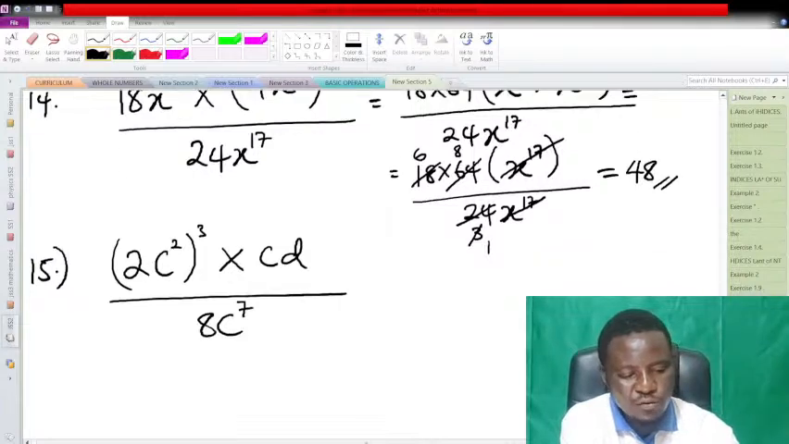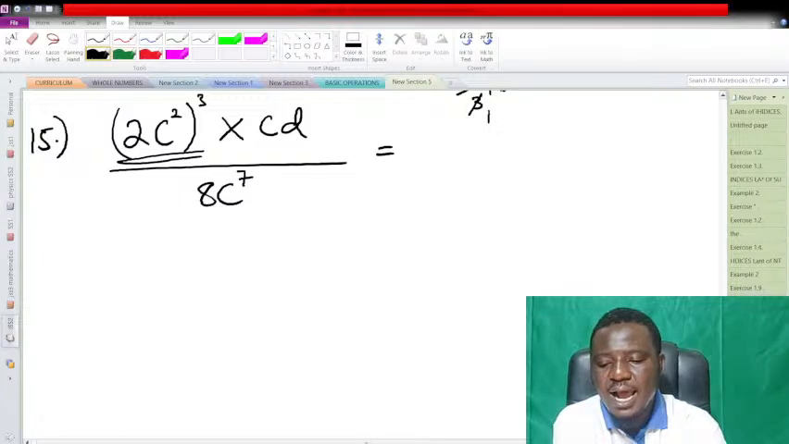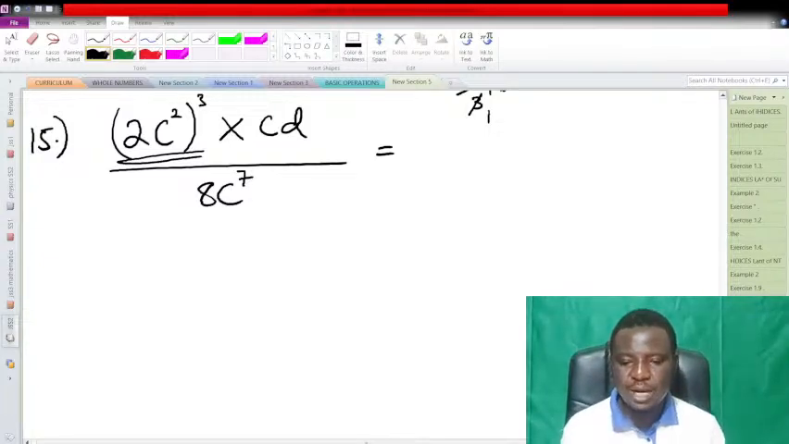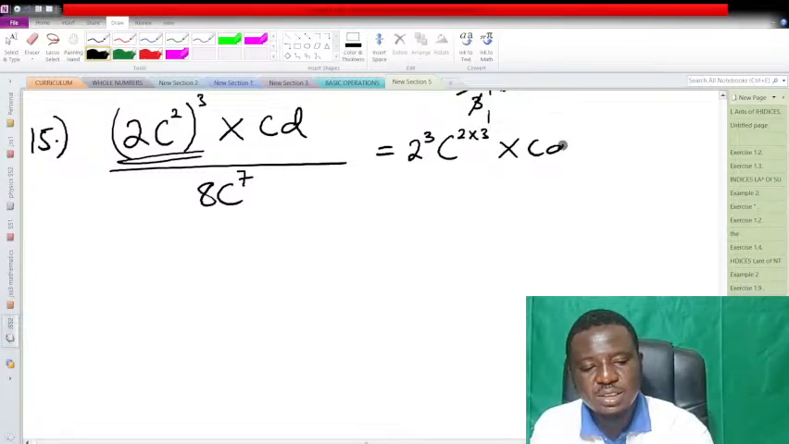And our last question for the day is 15. 15, we have 2c squared all cubed times cd all divided by 8c raised to the power of 7. Simplify what you have here by cubing every term in that bracket. This gives you 2 cubed c raised to the power of 2 times 3 times cd divided by 8c raised to the power of 7.